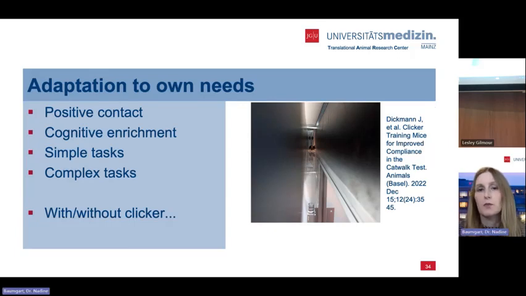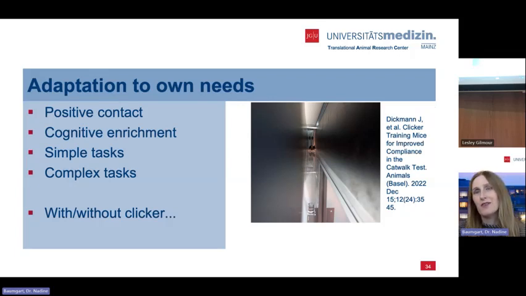I've got just this one example on the right-hand side. This is a mouse on a catwalk. A catwalk is a behavioral test for gait analysis, where they have to walk in like a steady velocity, and they should not turn around, sniff somewhere.